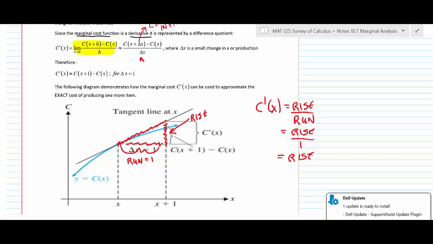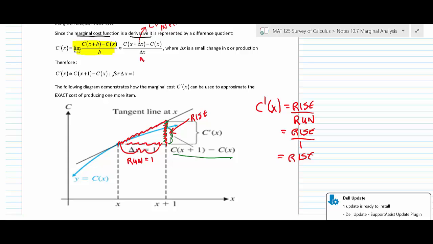Now I think I did one thing I didn't quite do right. This right here is the rise. This whole thing from there to there, that's the rise. This little thing right here is going to be the exact cost. So they're very close to each other. This distance from here to here is c bar of x, c prime of x. This right here is the cost of this item minus that. If you subtract that y value minus that y value, you get this.